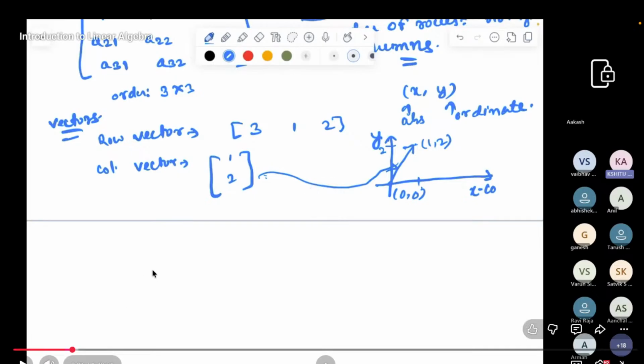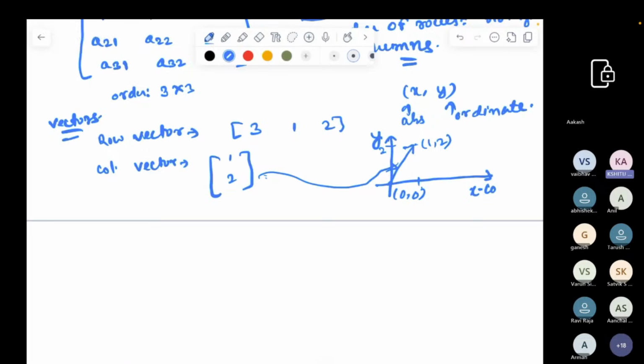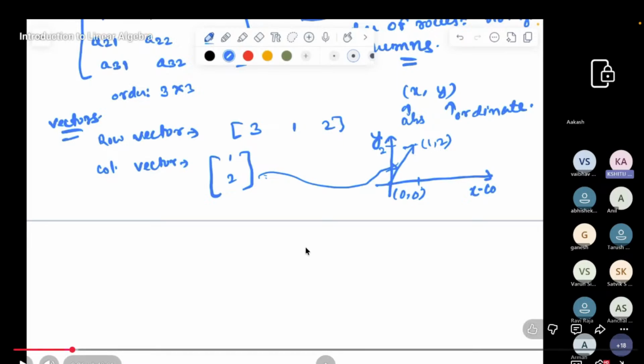Okay, so why should we call it a column vector? Why can't we call it a row vector? Suppose if it's 1 comma 2 from left to right, at that time we should call it a row vector, right? But what's the actual difference between referring to a row vector or a column vector? I have to see that.